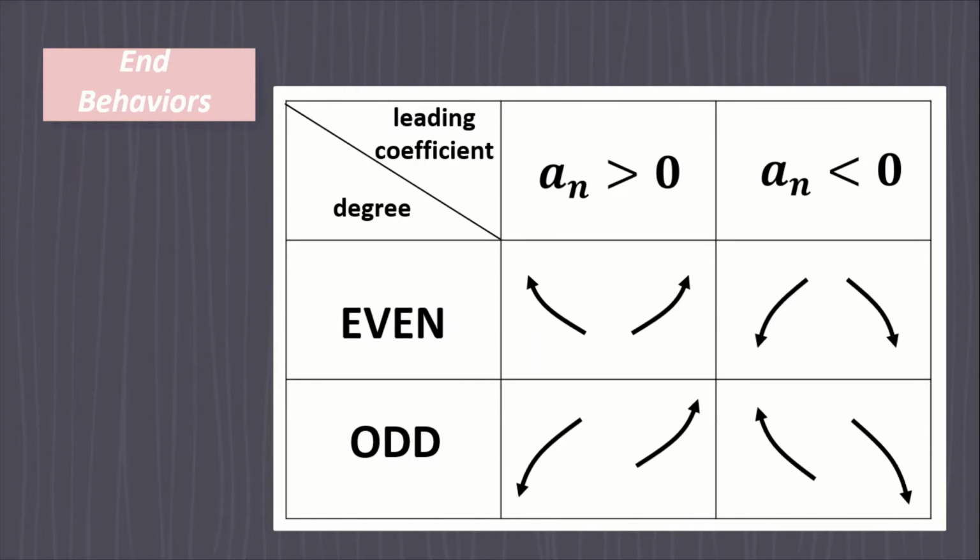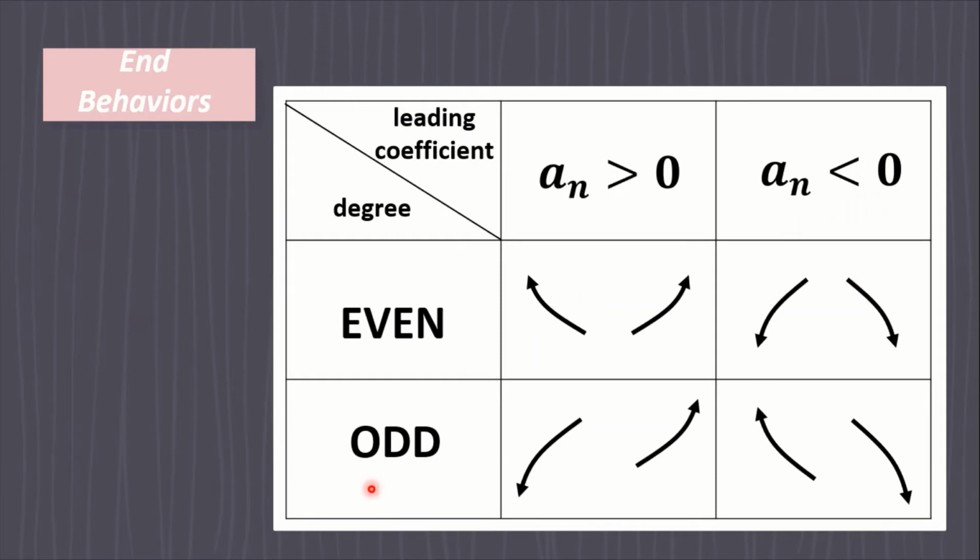The degree of the polynomial function can be even or odd. Even, kung mapapansin nyo, pareho ng directions ang left hand and ang right hand ng graph ng polynomial function. So, parehong pataas or rising ang end behaviors natin if a sub n or the leading coefficient is greater than 0, meaning the sign is positive. And falling naman if the leading coefficient is less than 0 or the sign is negative.